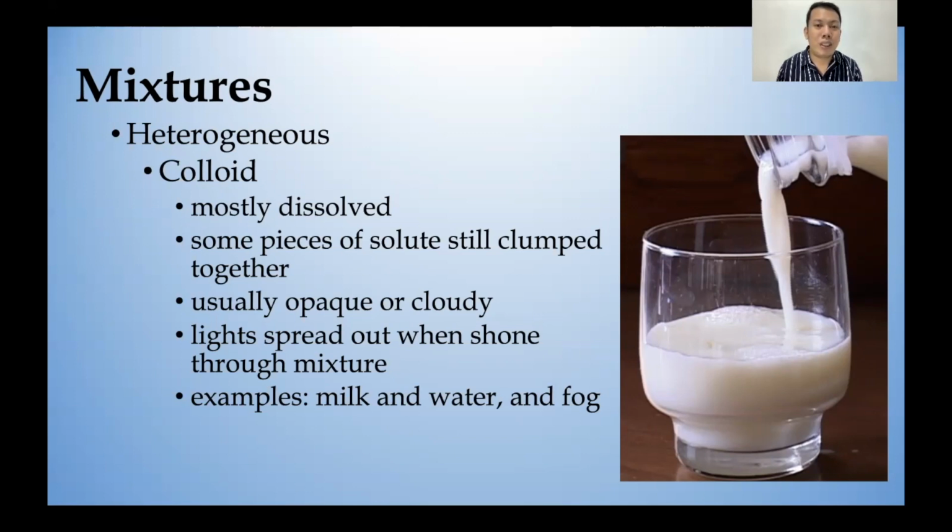Meaning, if you get a flashlight and allow its light to pass through the colloid, the light, instead of passing straight through, will spread out. Examples of these are milk and water. In milk, they are mostly dissolved, but if you look closer, there are parts which are not dissolved properly. They are still clumping together. And of course, fog is also a good example of a colloid.